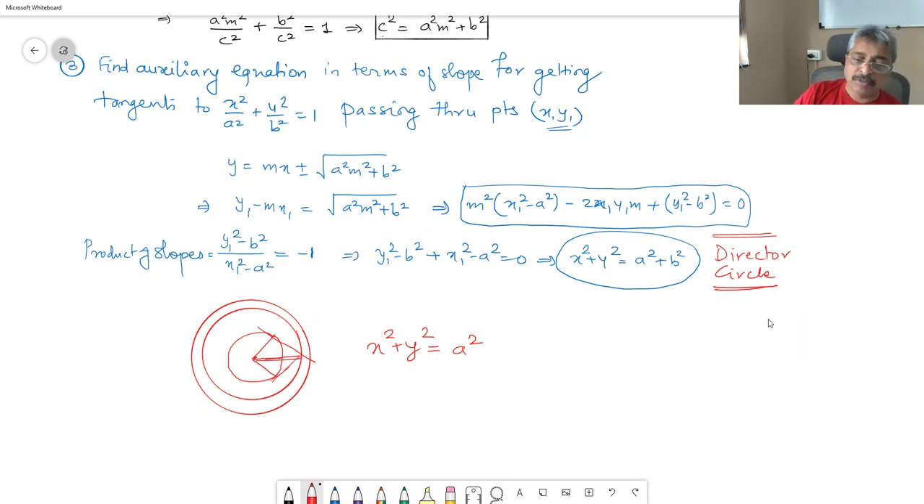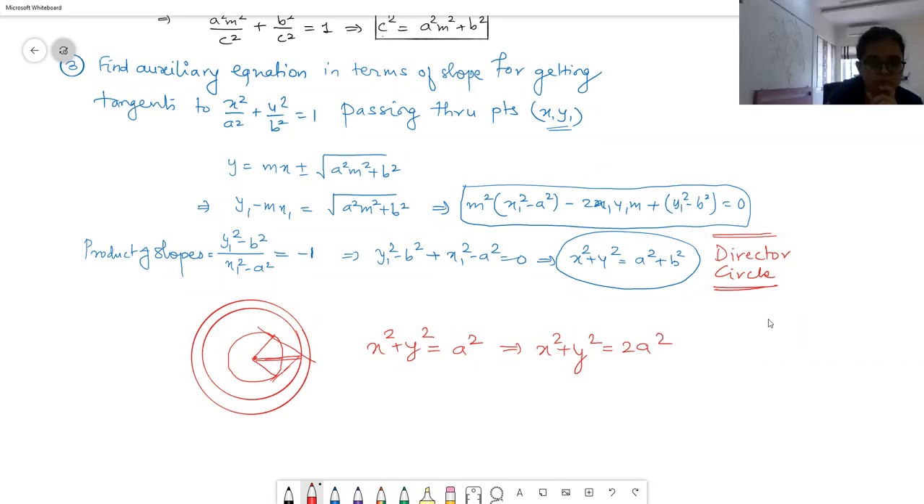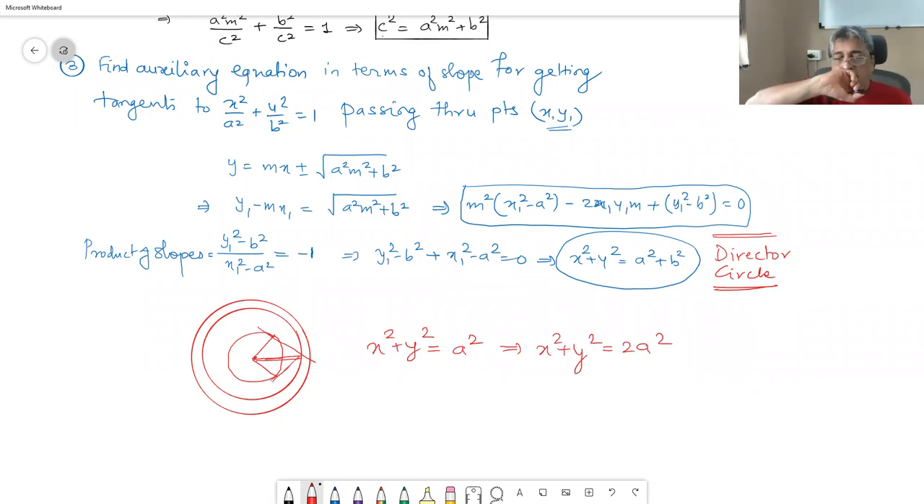So what should be the radius of the director circle? x square plus y square is equal to 2a square, correct? Root 2 square. In case of circle, it is this circle. Now keep looking at the symmetry.